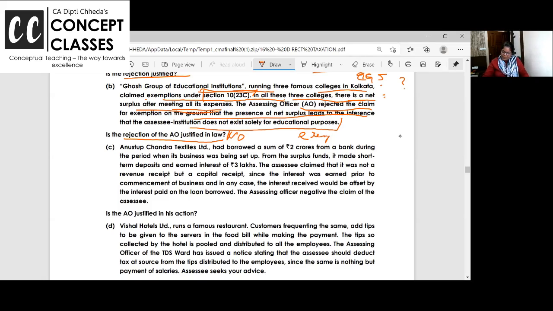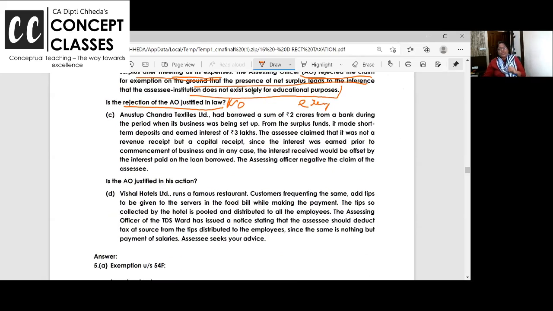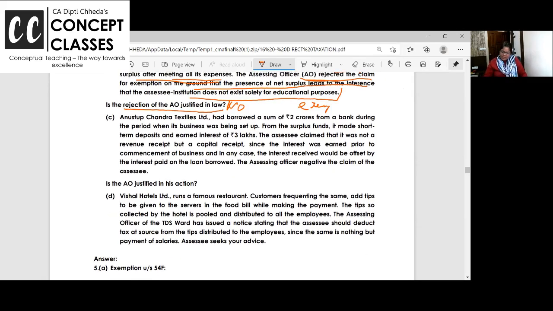Okay, right. And the more you read, you will just like it like anything. Repeatedness is there. I'll tell you one or two questions that have come repeatedly. Some Chandra Textiles had borrowed 2 crore from bank during the period when business was being set up. Now, from the surplus fund, it made a short-term deposit and earned 3 lakh. The assessee claimed that it was not a revenue receipt, but a capital receipt, since interest was earned prior to the commencement of business, and interest received would be offset by interest paid on the loan. The assessing officer negated the claim of the assessee.